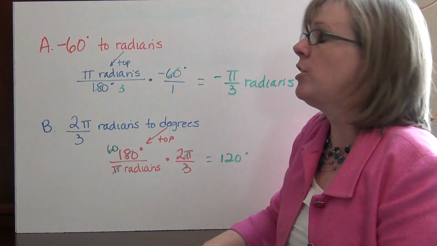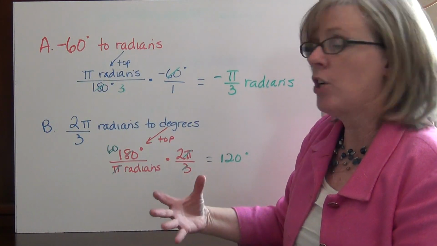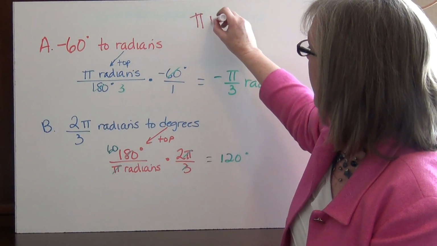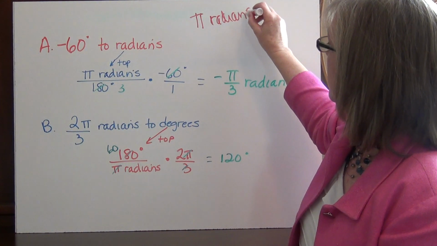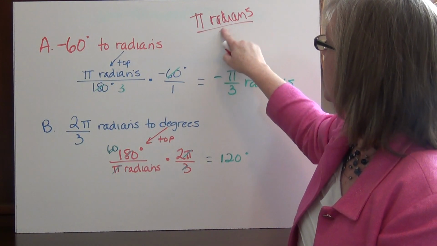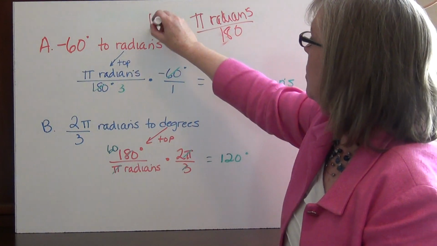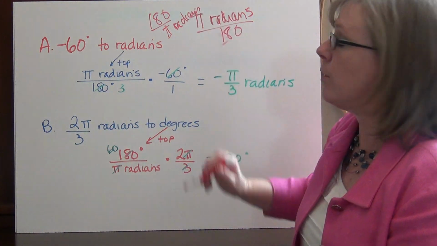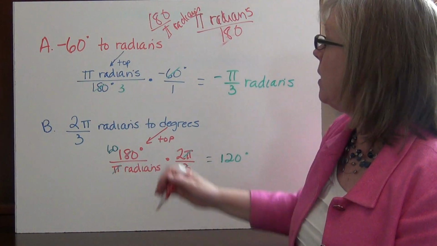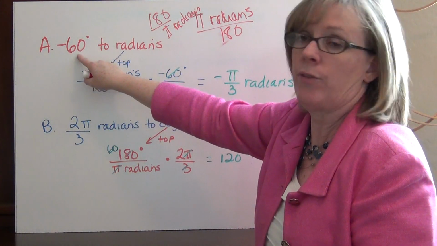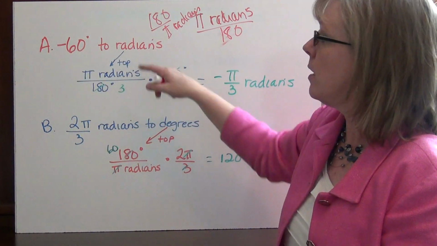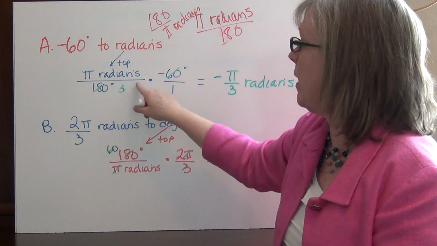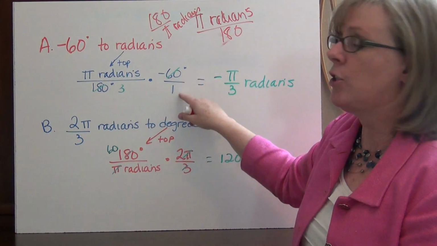If I have negative 60 degrees and I want radians, then I start with my conversion factor. Remember, my conversion factor is always going to be either pi radians over 180, or 180 over pi radians. Those are my two choices, either the 180s on top or 180s on the bottom. So in this case, I'm trying to change from degrees to radians, so I'm going to put radians on top, okay, because that's what I want to end up with. So pi radians over 180 times negative 60 degrees over 1.